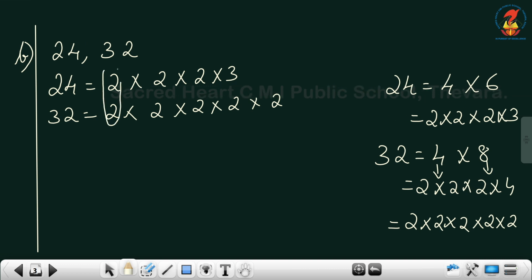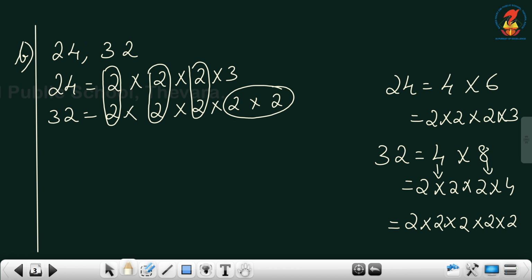So I can make a group over here. I can make one group over here and I can make another group over here. Don't try to make a group over here like this. That is wrong. Never try to make a group over there like that. That is wrong. Okay? So now, what is the HCF?